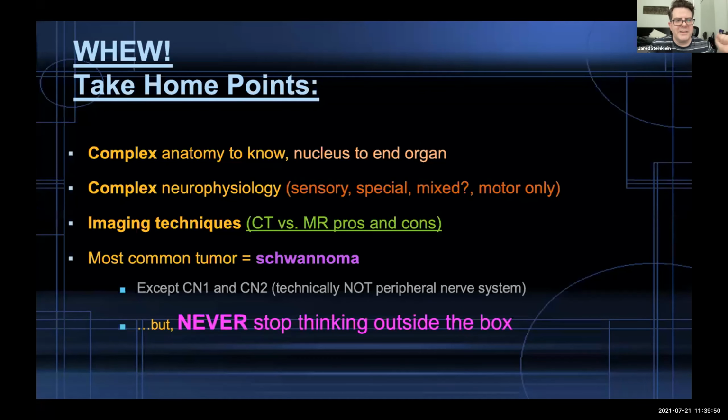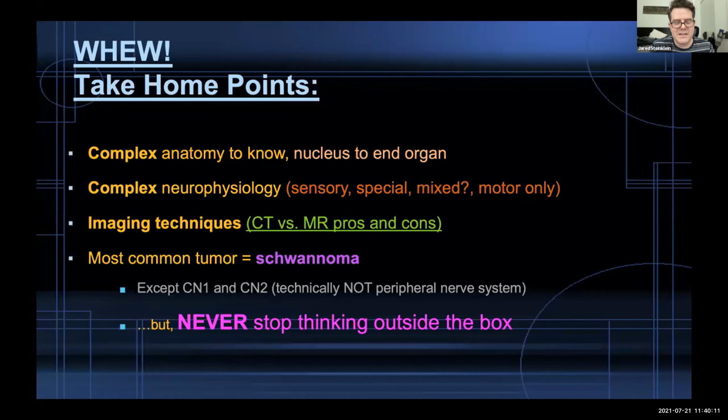All right, we made it. Okay, so it's complex anatomy to know. Nucleus to end organ should be your approach when you have a cranial neuropathy. We're dealing with the brain, we're dealing with the nerve, or we're dealing with some systemic thing. Is there multiple nerves involved? And again, it's very complex neurophysiology. You cannot teach it in half an hour, but there's tons to know, tons to learn.